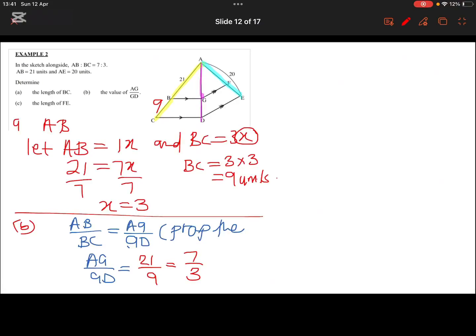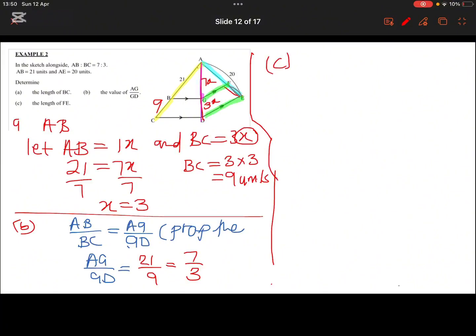Right. Okay, let's now take a look at C. With C, they want the length of FE. We're looking for the length of FE, which is the length here, from this point going down there.